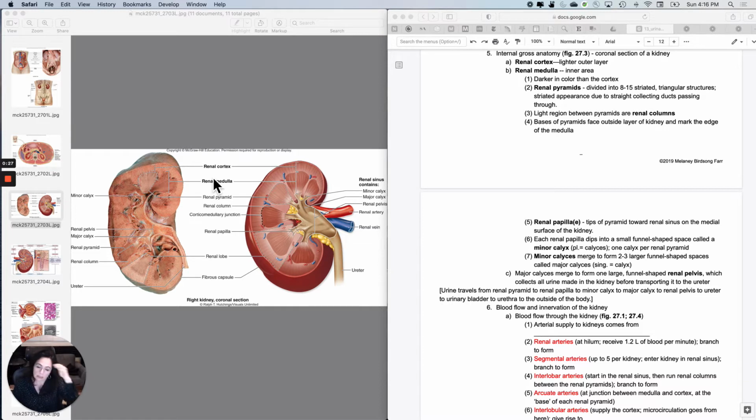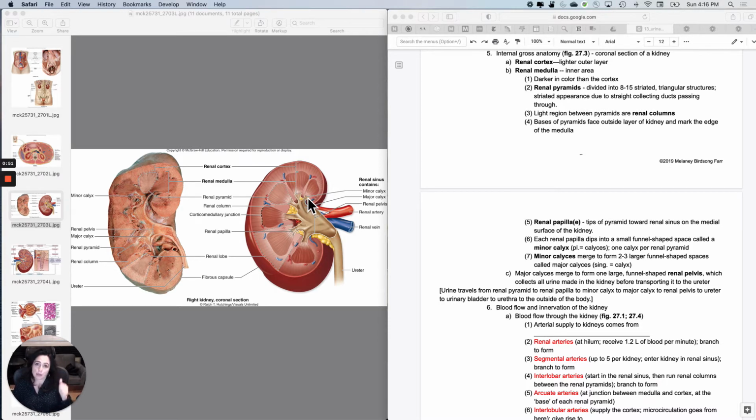Cortex generally is going to be lighter if you have a cortex and a medulla. Oh, I'm sorry, more superficial if you have a cortex and a medulla. The inner portion usually is darker, and it's called the medulla, and it's composed of a couple of things. First off, these guys right here between the pyramids are called the renal columns. And then you have these triangle-shaped structures that are called renal pyramids.